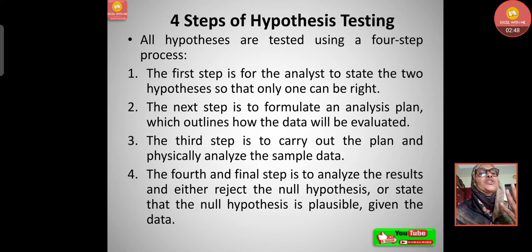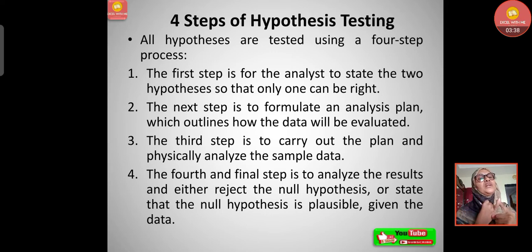Now let's see the 4 steps of hypothesis testing here. All hypotheses are tested using a 4-step process. Let's see those 4 steps. Number 1, the first step is for the analyst to state the 2 hypotheses so that only one can be right. Then the next step is to formulate an analysis plan which outlines how the data will be evaluated. The third step is to carry out the plan and physically analyze the sample data. And the fourth and final step is to analyze the results and either reject the null hypothesis or state that the null hypothesis is plausible given the data.